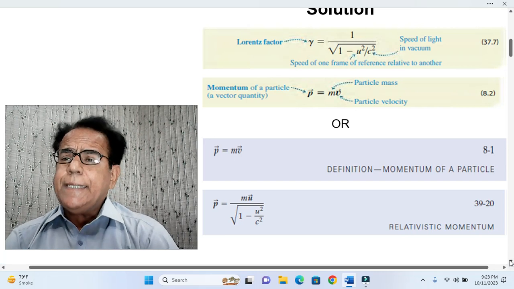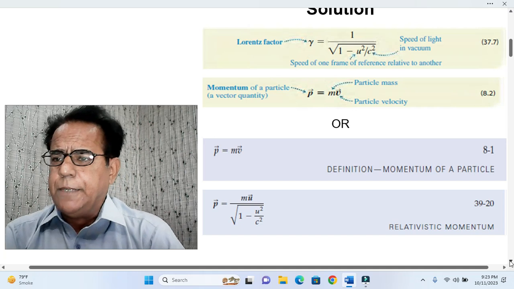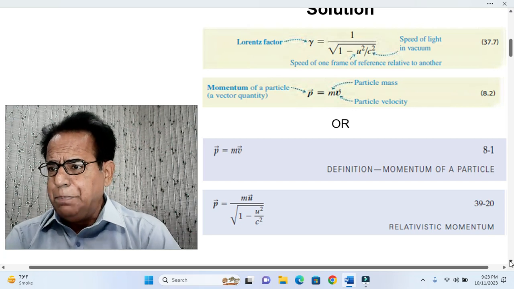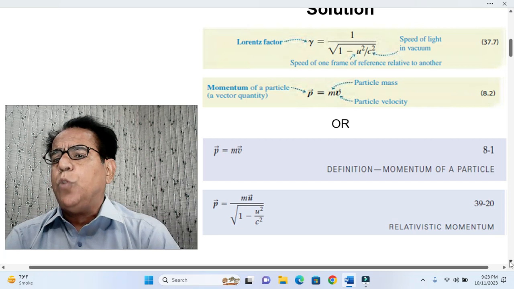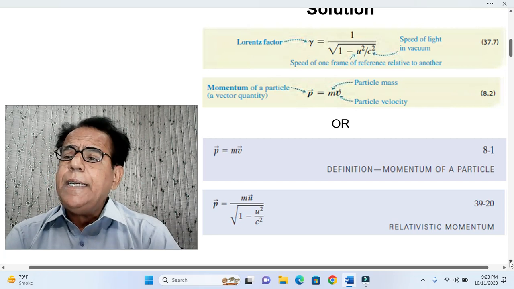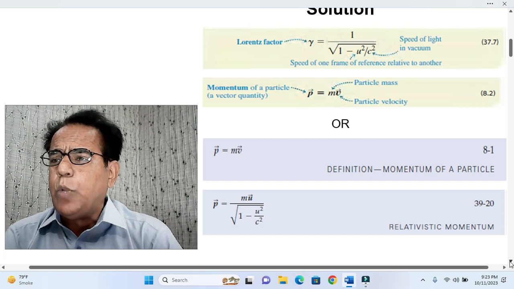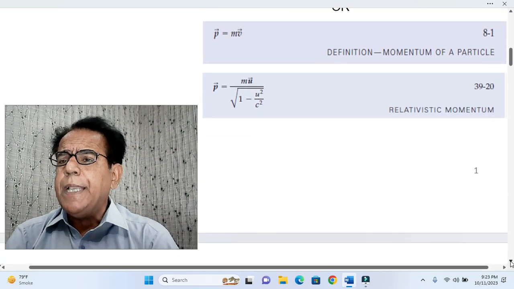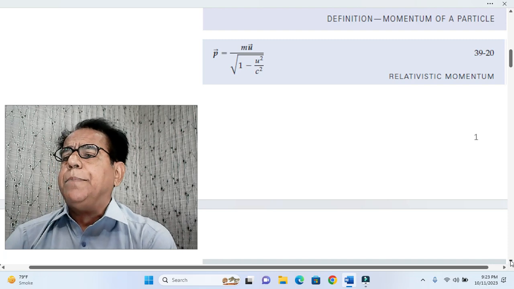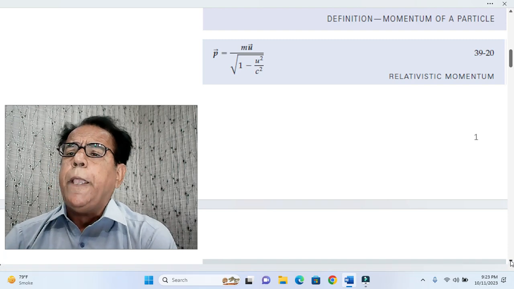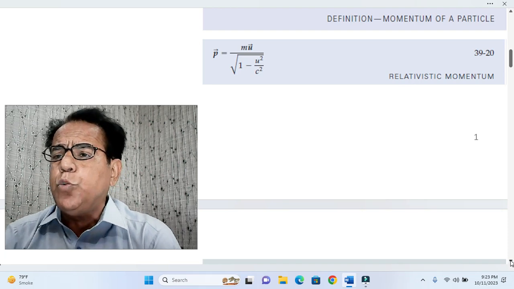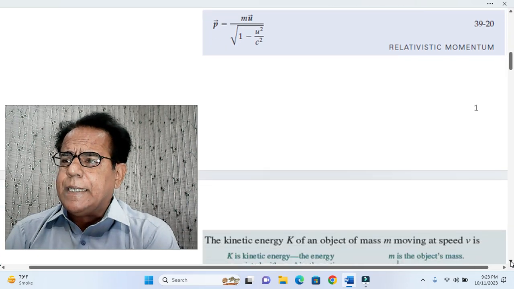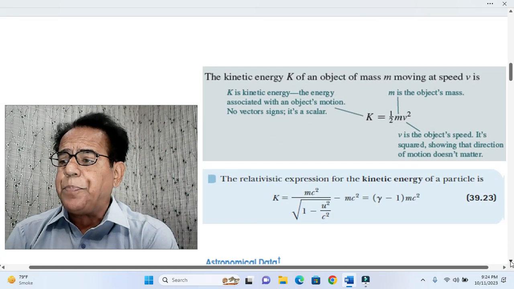Next snapshot is about momentum of a particle, a vector quantity. p is equal to m times v vector, where m is the particle mass and v is the particle velocity. An alternate version of this snapshot is given as p equal to mv, definition of momentum of a particle. Same thing, no change. Next snapshot is about relativistic momentum. Relativistic momentum, p vector is equal to m times u vector over the square root of 1 minus u square over c square. The factor in the denominator is termed the Lorentz factor, denoted by gamma.